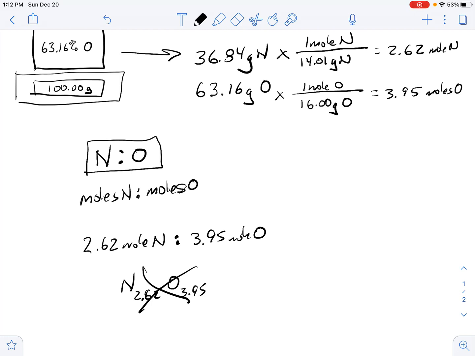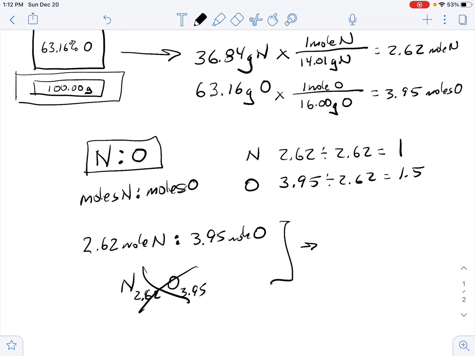And if I take 2.62 divided by 2.62, that equals 1. And 3.95 divided by 2.62 equals 1.5. If I apply that in the same manner as what I just did here, I would have 1 nitrogen for every 1.5 oxygen. Well, I can have N, but I can't have 1.5 oxygen.